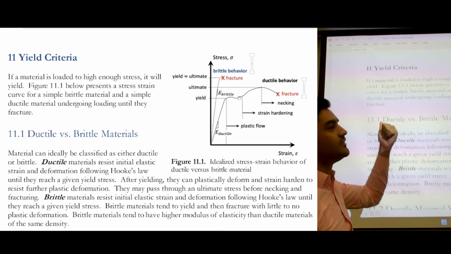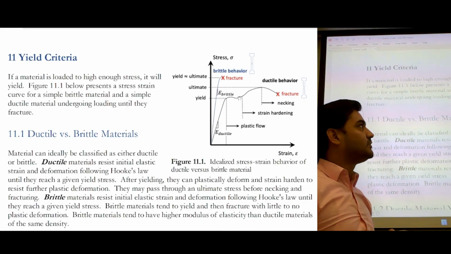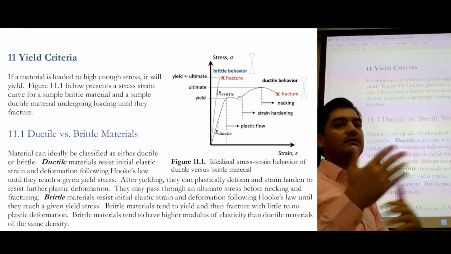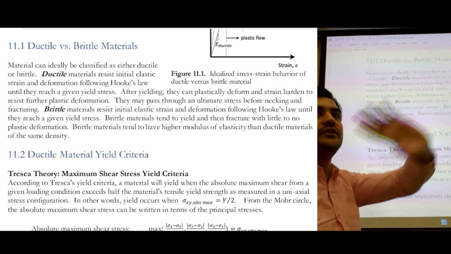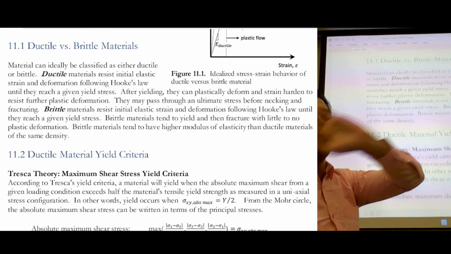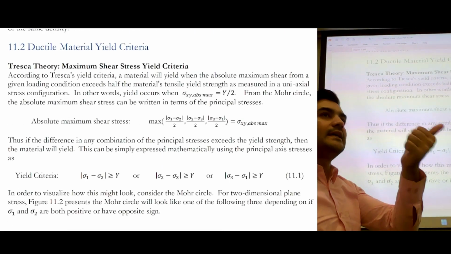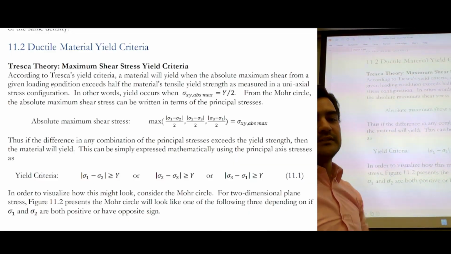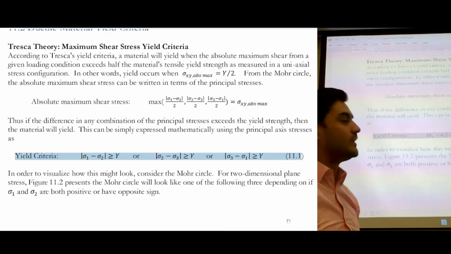So that's why we have this chapter. That's why we have yield criteria. We have different theories which predict yielding under a given loading condition. For a ductile material, you have different theories, and for a brittle material, you have different theories. For a ductile material, we talked about Tresca and we talked about von Mises. So Tresca, this is the yield criteria.